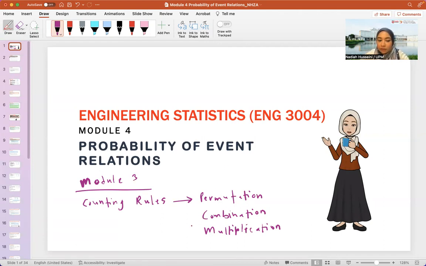Okay, so why do we need these counting rules? Anyone? If you don't know why you need the counting rule, then you don't know when to use it, right? So why do we need it? To deduce probability. Okay, that's one answer.